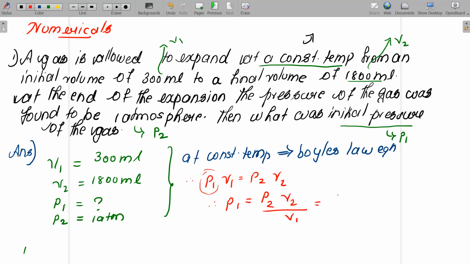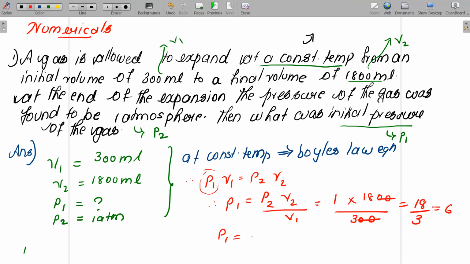That means what is P2, children? 1 into what is V2? 1800 divided by 300, right? So the zeros cancel. So the pressure is nothing but, you will get 18 by 3. So what is 18 by 3? 6. So what is the unit?